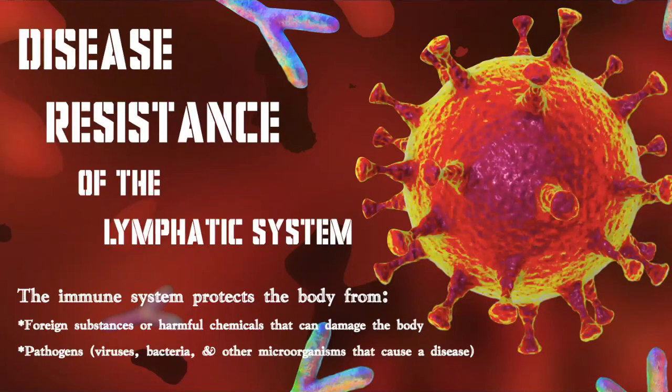Now we're going to address disease resistance of the lymphatic system. The immune system does protect the body from foreign substances and harmful chemicals that can damage the body. We're going to be learning a lot of these terms. One of the terms, and the most common one that we're going to address, is a pathogen. A pathogen is a virus, bacteria, or other microorganism such as protists or fungi that can cause a disease.